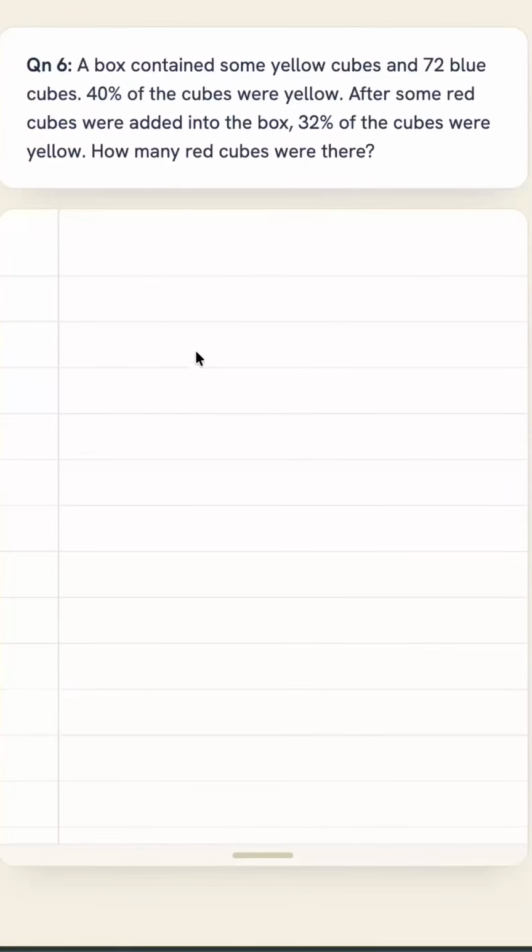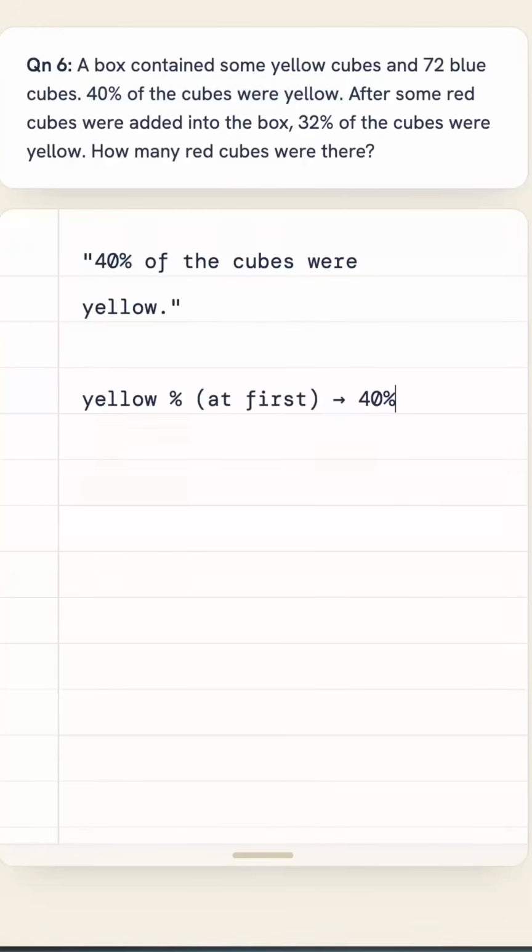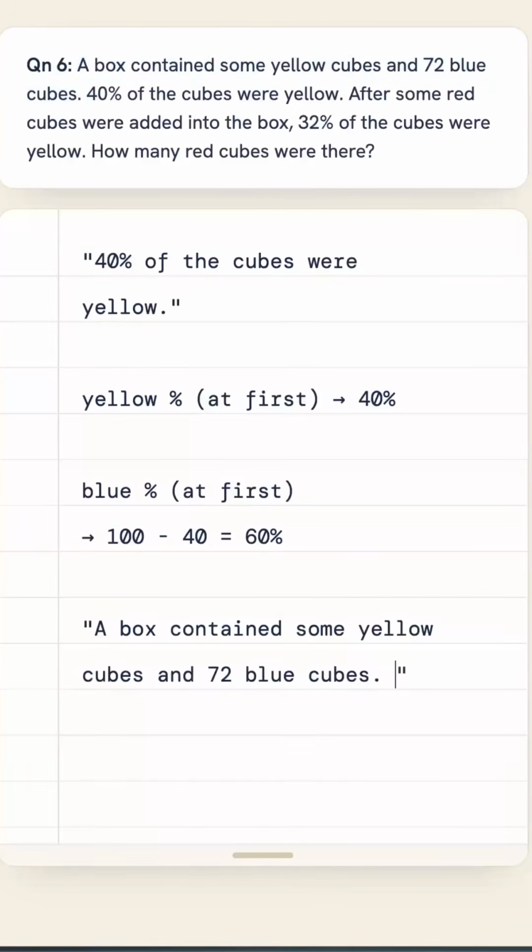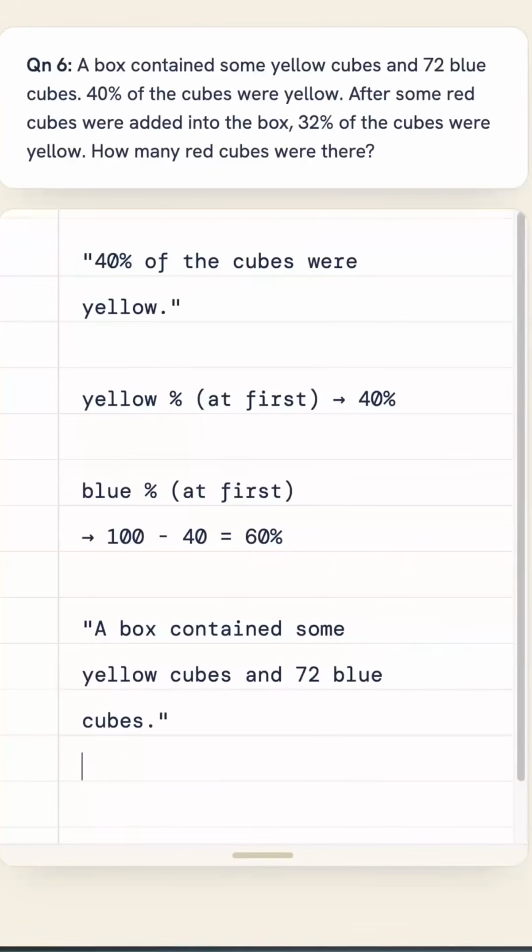Alright. So first thing first, we know that 40% of the cubes were yellow, which means yellow at first is 40%. Then after that, we will just calculate blue at first. It will be 60%. We also know that blue at first, from the question, is 72 cubes. So that means blue at first is actually 72.